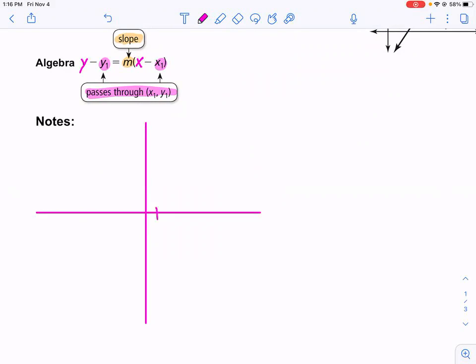So I want you to graph the point 2, -2. And the point 4, 1.